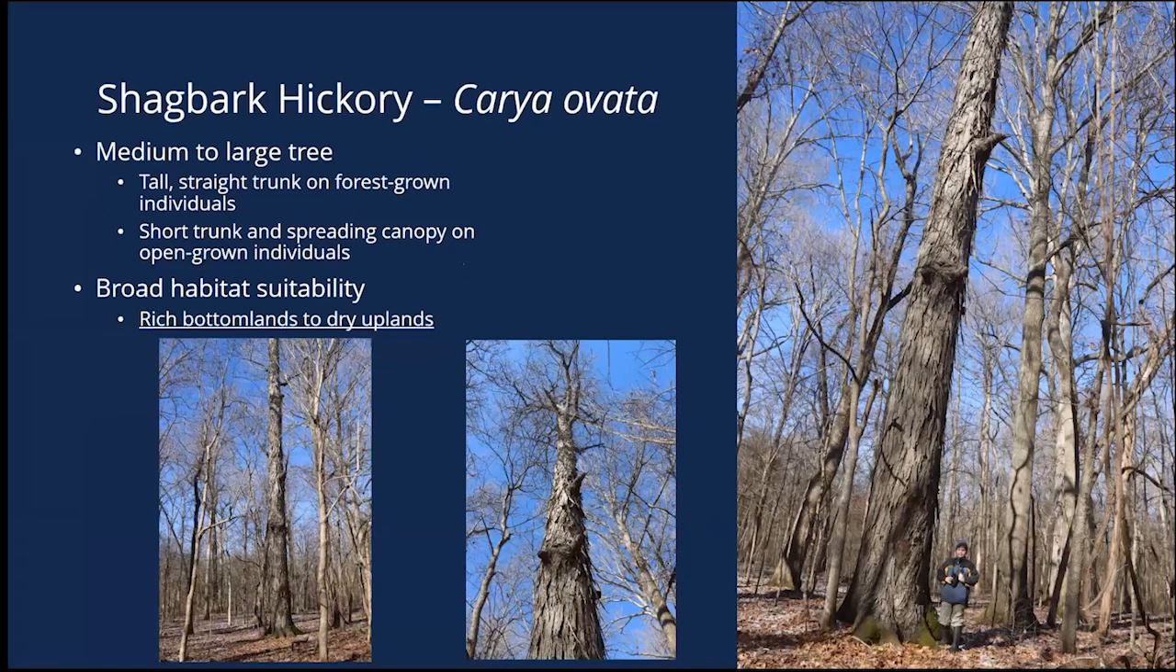Shagbark is a medium to large tree, usually with tall, straight trunks on forest-grown individuals, but maybe shorter and spreading on open-grown individuals. This is a species that has broad habitat suitability. You'll find it everywhere from rich bottomlands to very, very dry uplands. It occurs across the whole landscape that way. And you can see I snuck another picture of my boy in there beside the state champion.